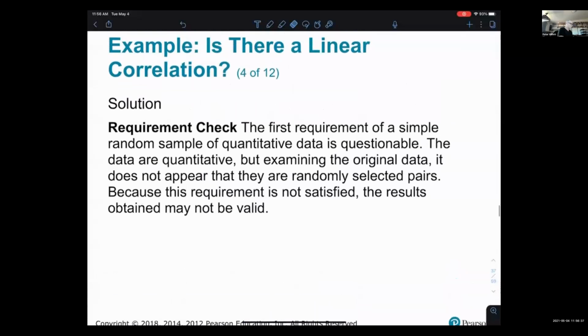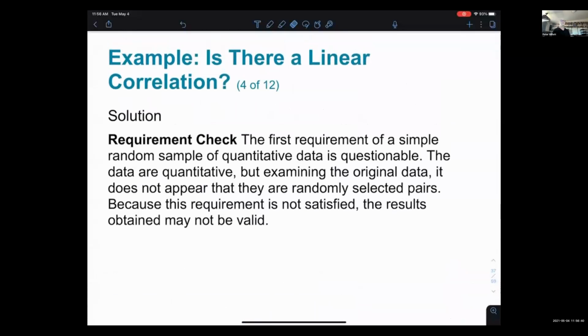They request that we possibly consider checking the requirements. So the first requirement of a simple random sample is questionable. They're saying we don't know how that came. The data are quantitative, but examining the original data, it does not appear that they're randomly selected pairs, because this requirement is not satisfied, the results obtained may not be valid. So in this case, instead of just automatically checking all the requirements, they're saying, listen, we don't have evidence to support this. They may not be valid. We'll still follow through with the results, but until we confirm there was random selection here, this could not be valid. And maybe they just went to some particular chocolate-loving countries or something.